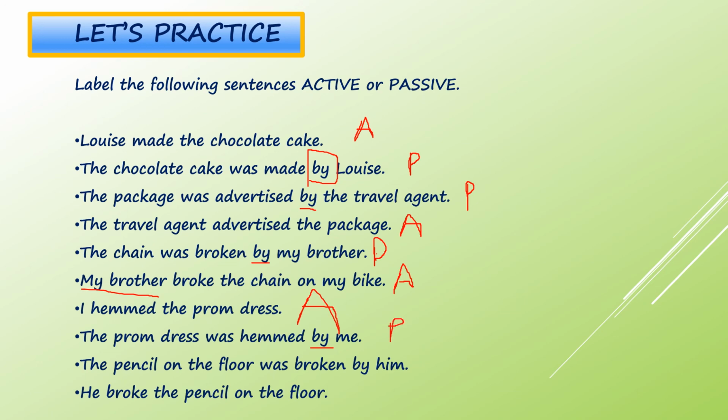The pencil on the floor was broken by him. Again, the pencil on the floor was broken. The pencil did not break him. So this is why it is passive voice. And last, he broke the pencil on the floor. He is actually the doer of the action, breaking the pencil. So this is active voice.